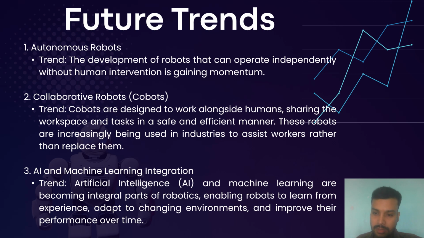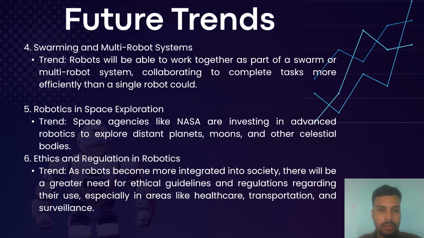Collaborative robots, in short, cobots. Cobots are designed to work alongside humans, sharing the workspace and tasks in a safe place. AI and machine learning integration: like we have discussed, we do have robots, but these robots are not that smart. We still need a super-designed AI which thinks similarly to us humans. Another trend: swarming and multi-robot systems, robotics in space exploration, ethics and regulations in robots.